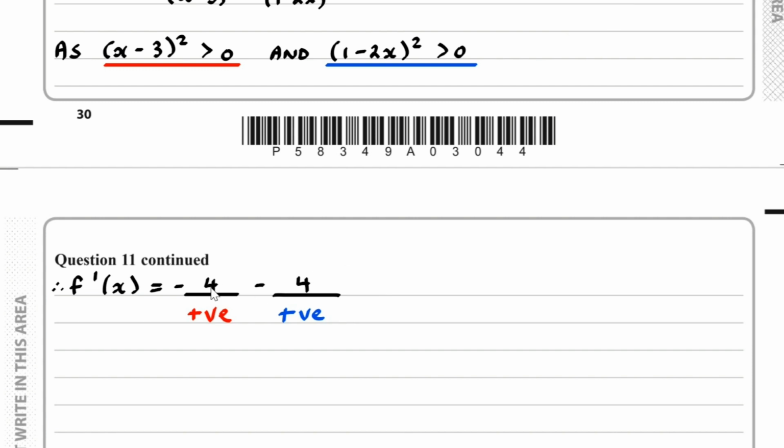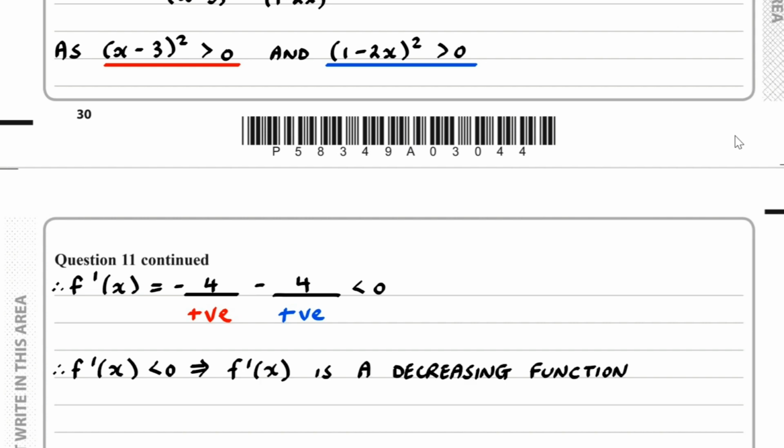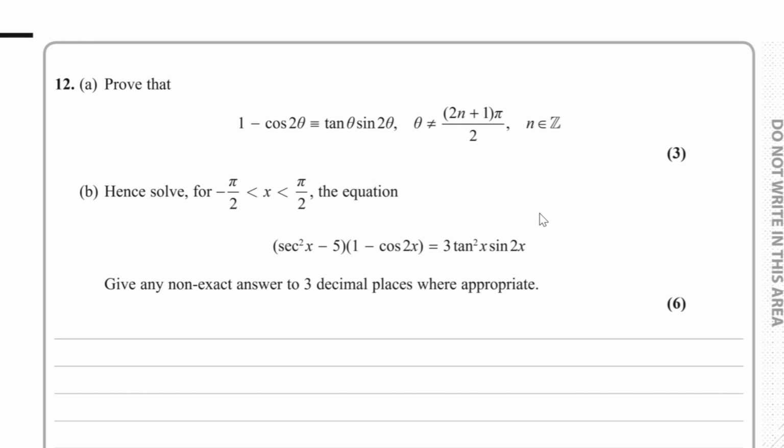So I've got minus 4 over something positive, subtract negative 4 over something positive. Well, this is always going to be less than 0. And therefore, because f dash of x is less than 0, this would imply f dash of x is a decreasing function.